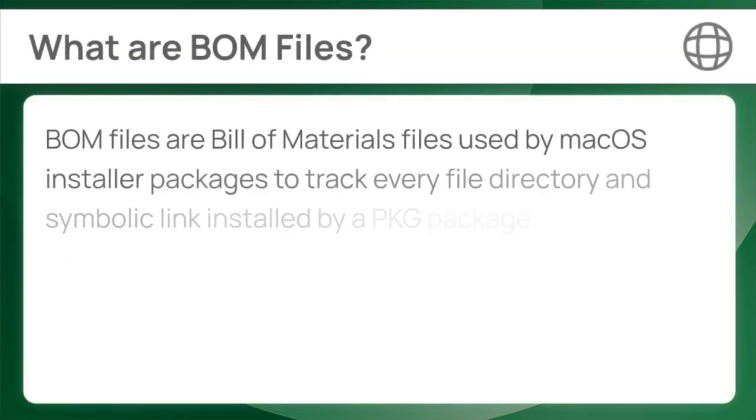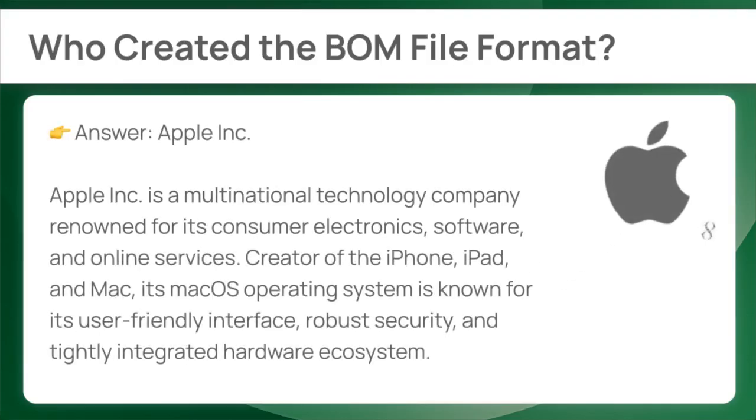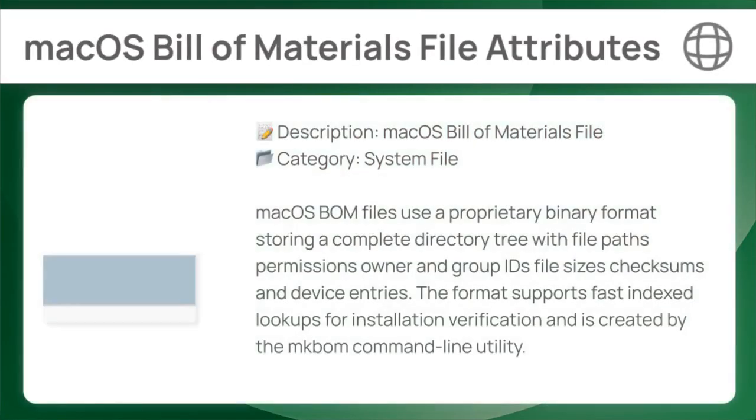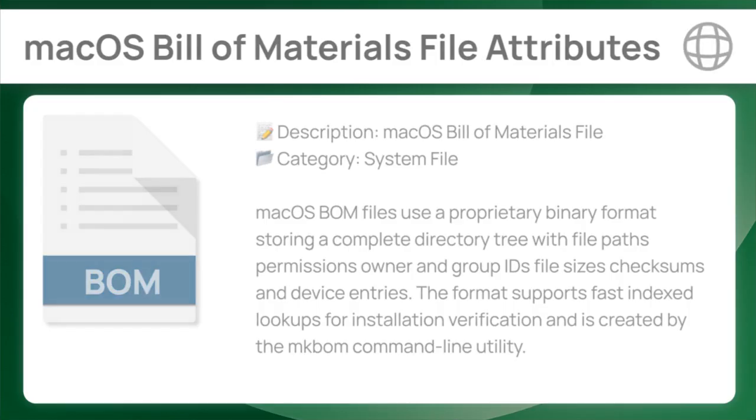BOM files are bill of materials files used by macOS installer packages to track every file, directory, and symbolic link installed by a PKG package. They serve as a manifest, enabling the system to verify installations, remove software cleanly, and confirm file permissions and ownership records. macOS BOM files use a proprietary binary format, storing a complete directory tree with file paths, permissions, owner and group IDs, file sizes, checksums, and device entries. The format supports fast index lookups for installation verification and is created by the mkbom command line utility.